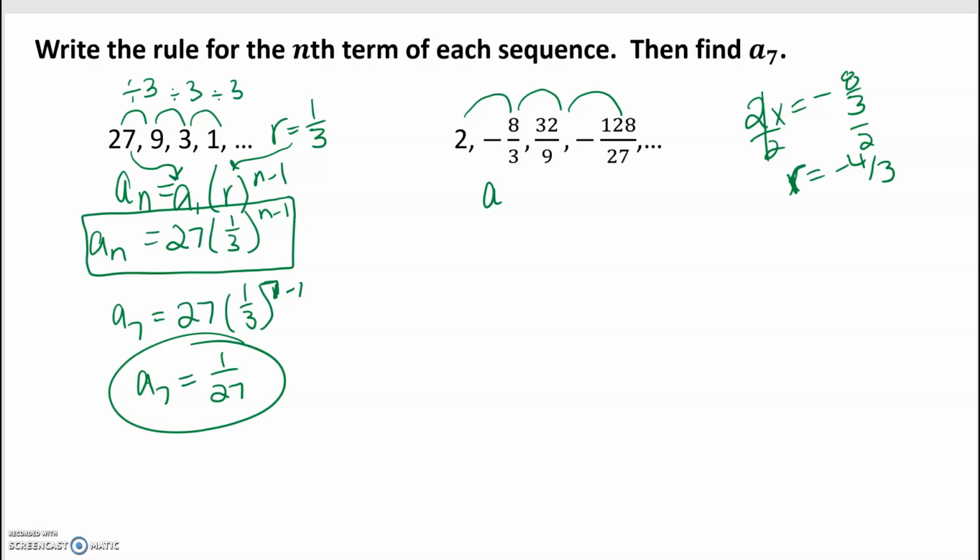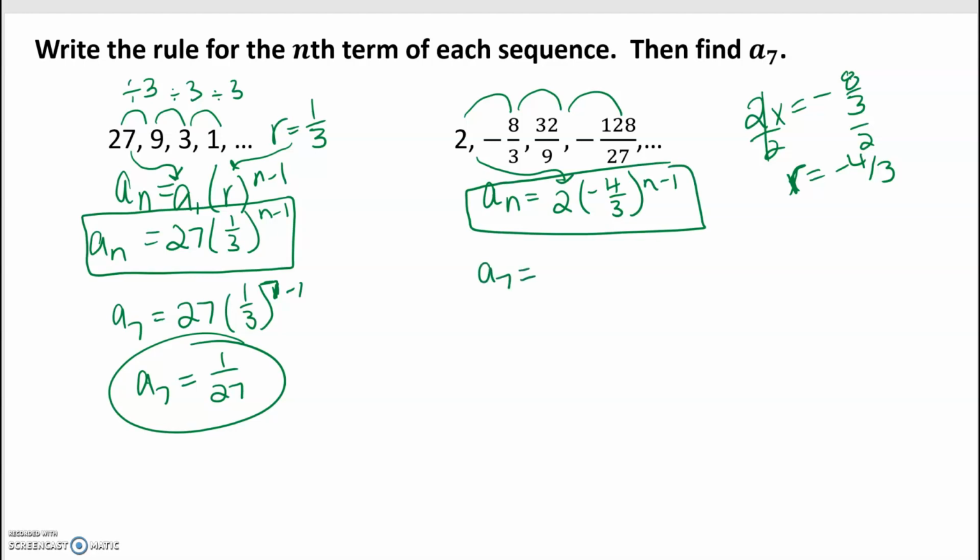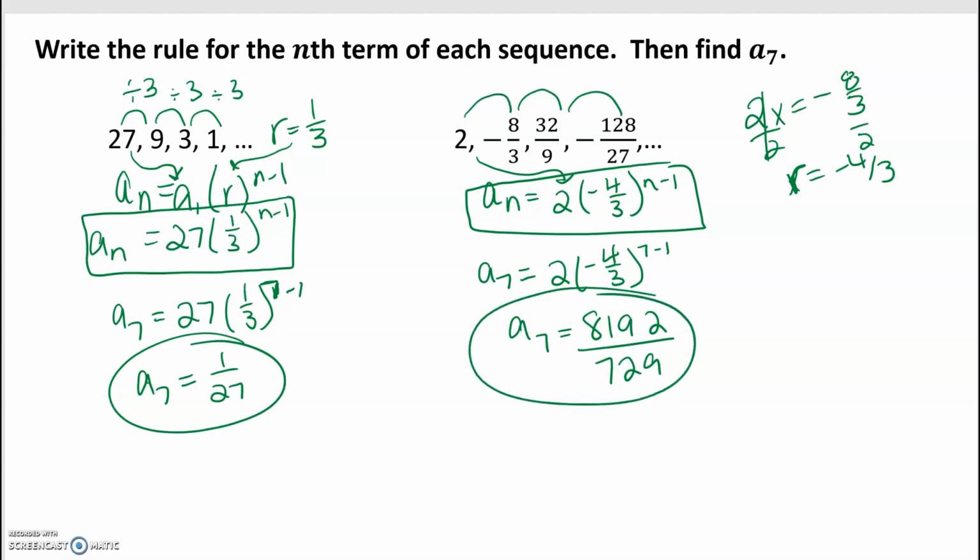Okay, so I'm going to plug that in. Remember, your first term is the first thing we plug in. Our ratio goes inside the parentheses. And then I'm going to leave n minus 1 because I want to write the rule for the nth term before I find out what the 7th term is. So I'm plugging in a 7 for my n. And when I simplify, I get a really large fraction because every time I'm multiplying by -4/3. So I have 8,192 over 729.